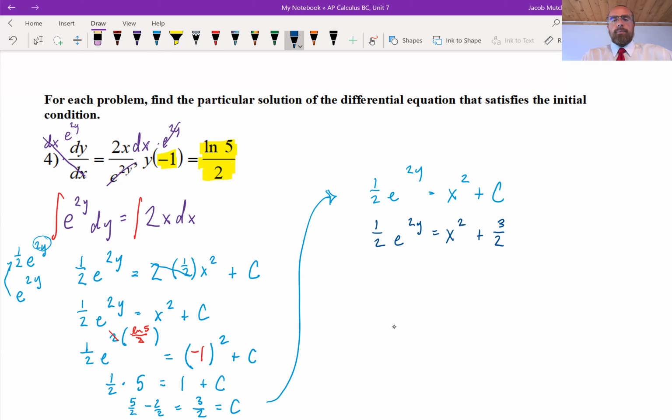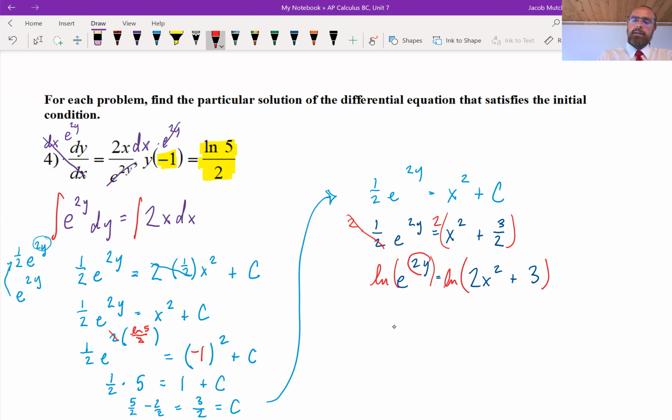As with our first example, I do want to solve for y. I want an explicit equation for y equals something in terms of x. So I'm going to start that final step here by multiplying by 2 both sides. And that's going to give me e to the power of 2y equals 2x squared plus 3, when I distribute that 2 on the right. And then to get y out of the power, I'm going to apply natural logarithm to both sides.